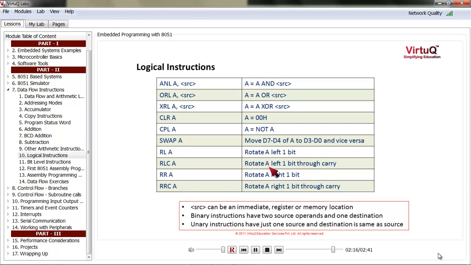As you can guess, in this case where the carry is also involved, the total number of bits involved in the shift will be 9. Where carry is not involved, then it's going to be only 8 bits. So we are not going to have a very detailed example of all these instructions over here, because these are simple logical instructions. I would suggest that you try all these instructions in the lab.